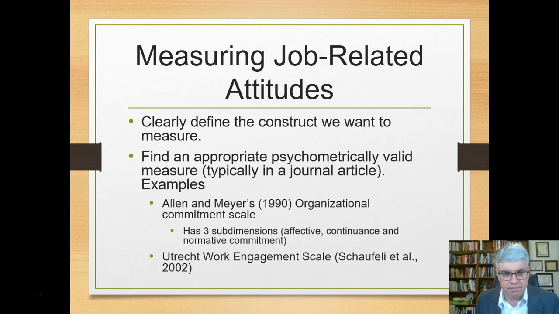So typically these are found in journal articles that you can download from your library, and a lot of times Google Scholar will give you direct links to PDFs. And so a couple examples are for organizational commitment. The most common measure of organizational commitment is Allen and Meyer's 1990 study. And they define organizational commitment in a special way. And they found 3 subscales, or subdimensions.